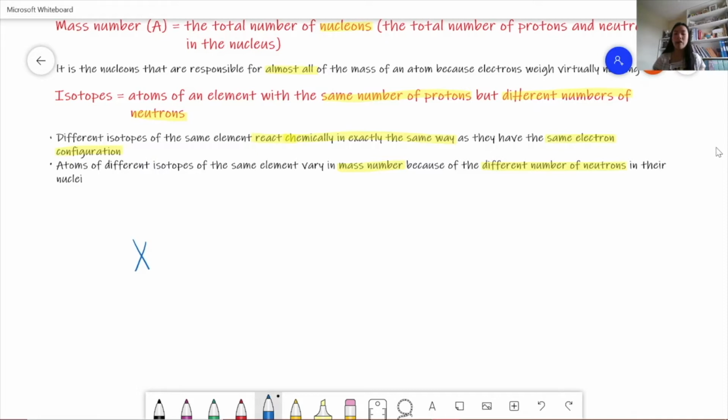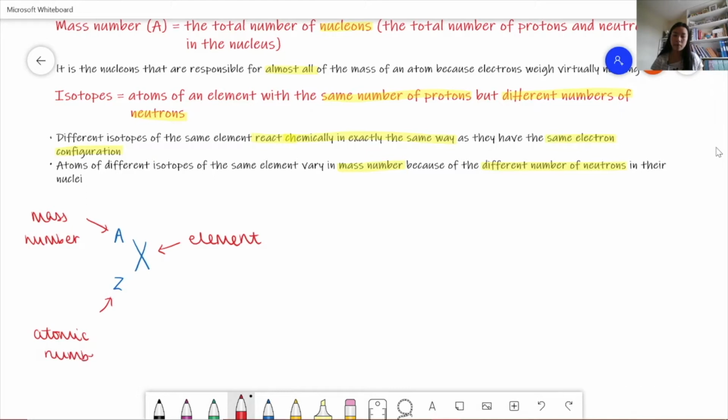we would have A at the top and then Z at the bottom. So X is the element, and then we have A as the mass number, and then Z here as the atomic or the proton number. So this is how they're set out in periodic tables.